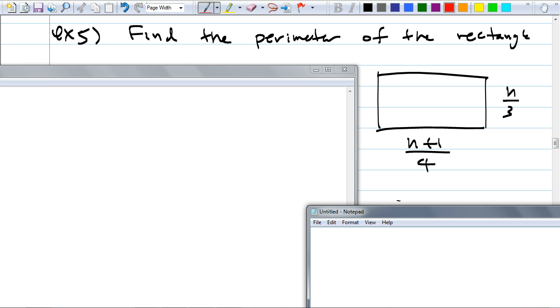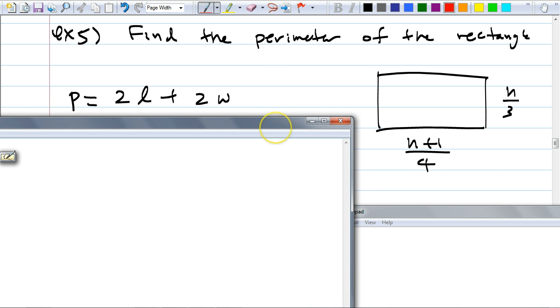How do you find the perimeter of a rectangle? Again, I cannot tell you how many times people mess this up. We got to start with what first? The formula. Who can tell me the formula? How about Eugene? What's the formula for the perimeter of a rectangle? 2w plus 2l. Exactly right.